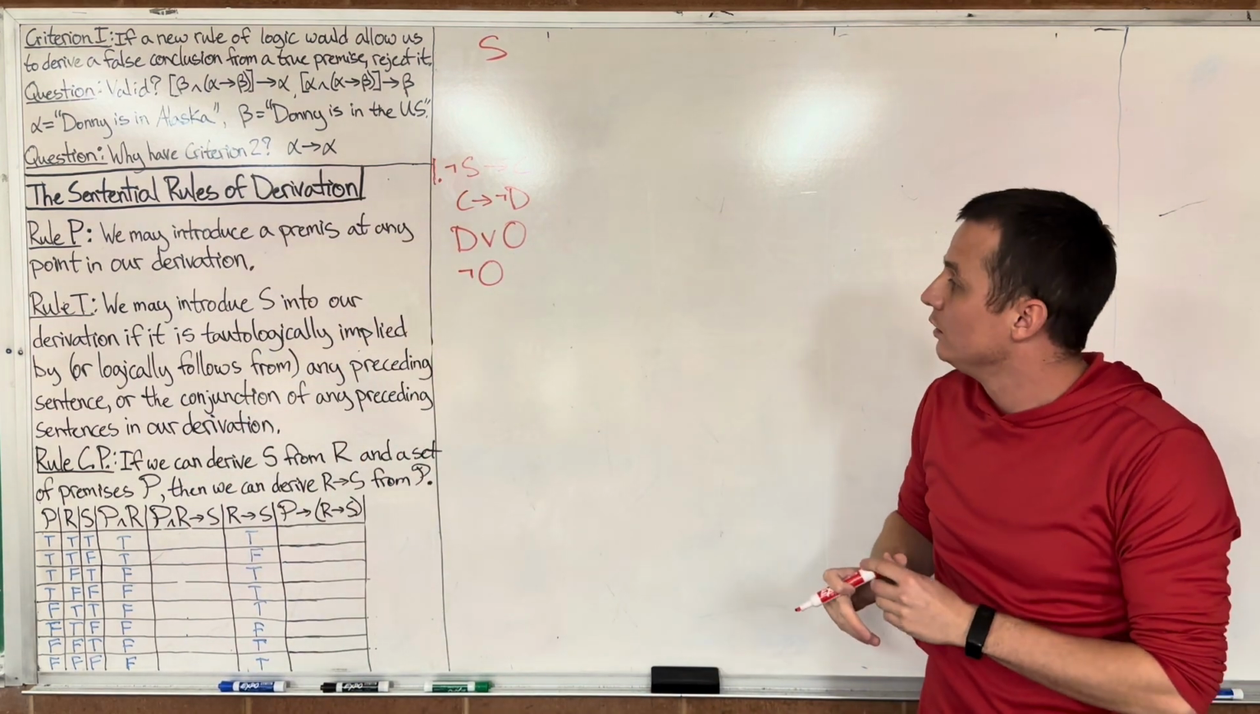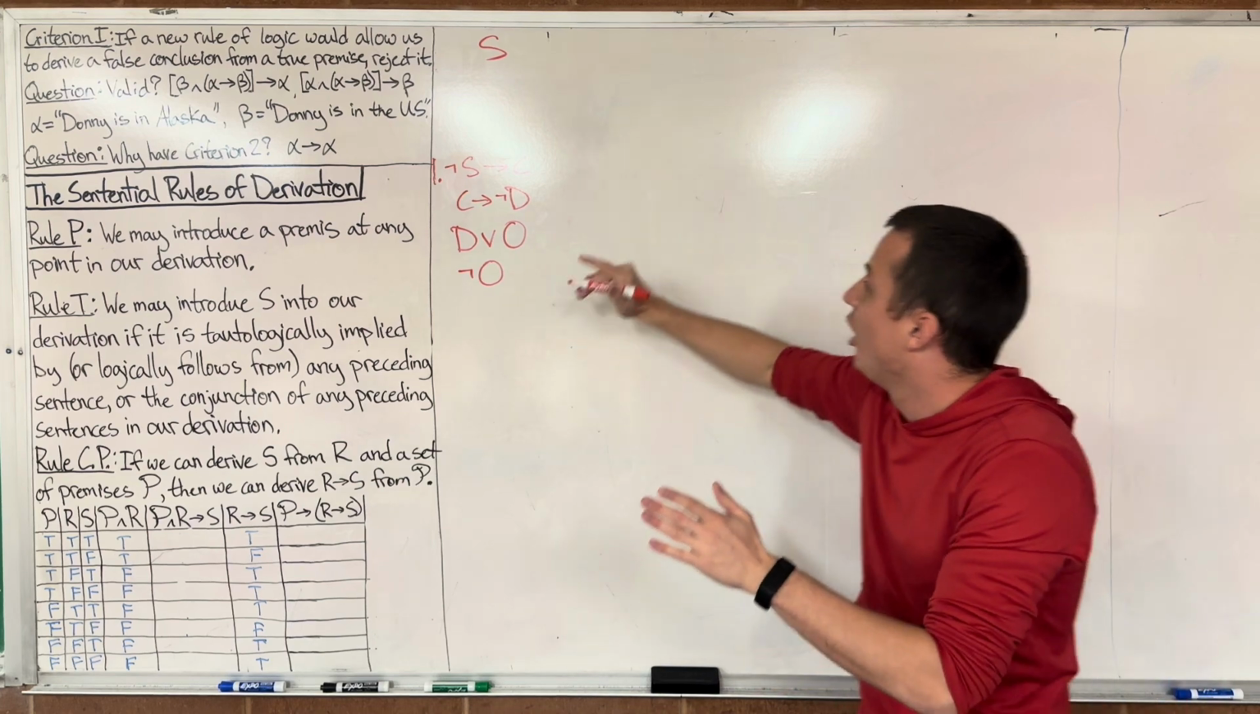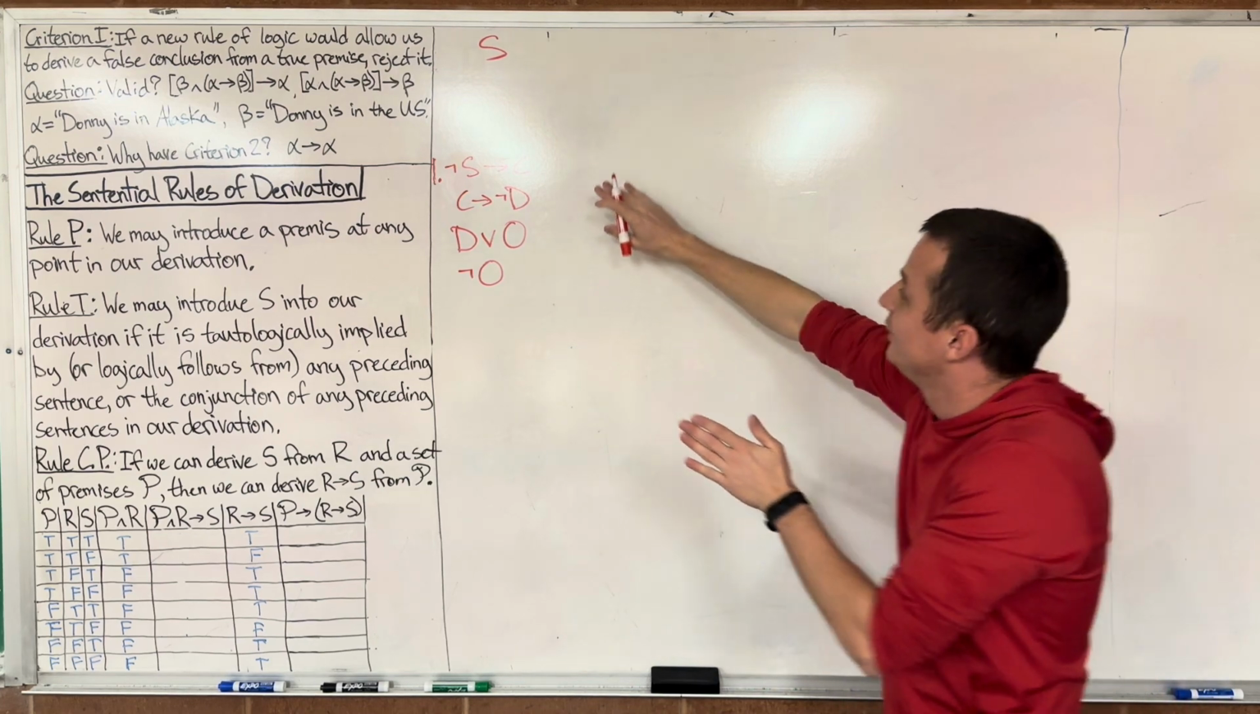What? You're missing the E at the end of premise. That's okay. All right. You can read it.